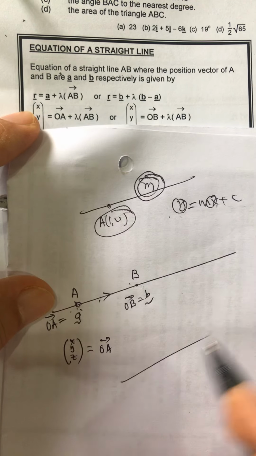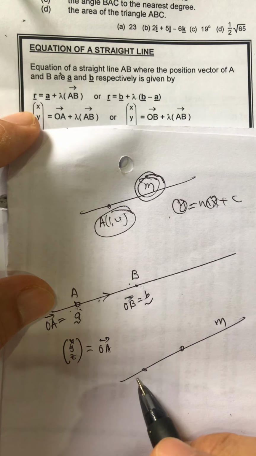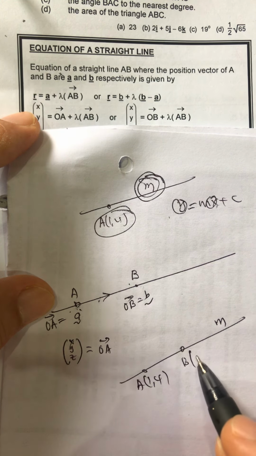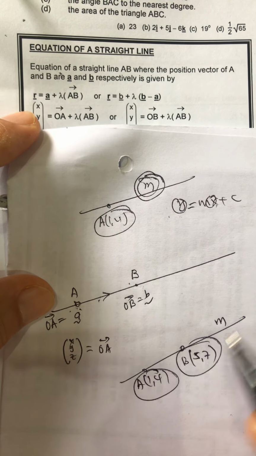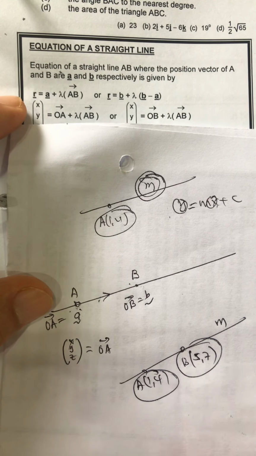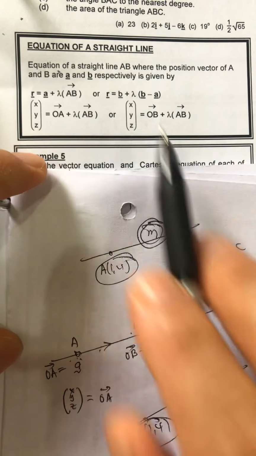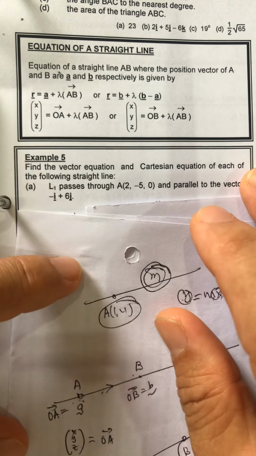Just like Form 4, I give you 2 points here. Let's say this point A is (1, 4), and B is, let's say, (5, 7). So you can either use this point or this point to find the equation, any one. It's the same, just the way of writing is not this, it's like this. Okay, remember. Now I give you an example.